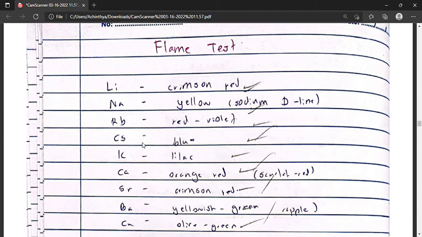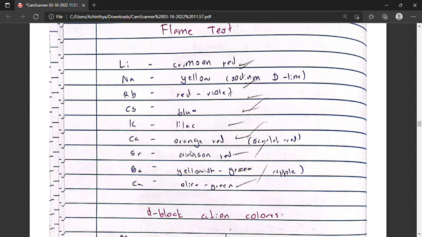Then we'll do a quick review of the flame test. Basically, if we do the flame test on these cation solutions, lithium will produce a crimson red flame. Sodium will produce a yellow flame, specifically the sodium D line. Rubidium will form a red-violet flame. Cesium will produce a blue flame.